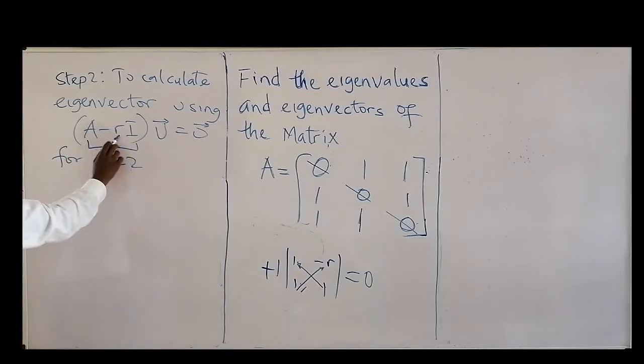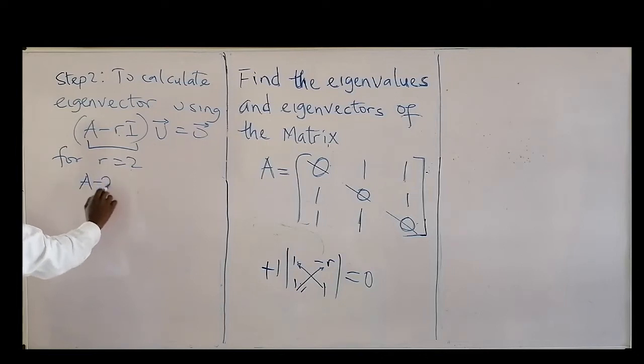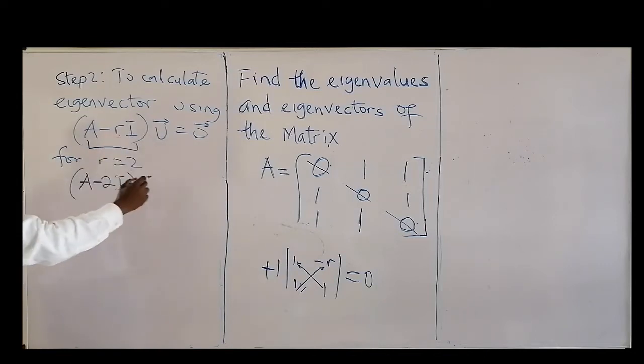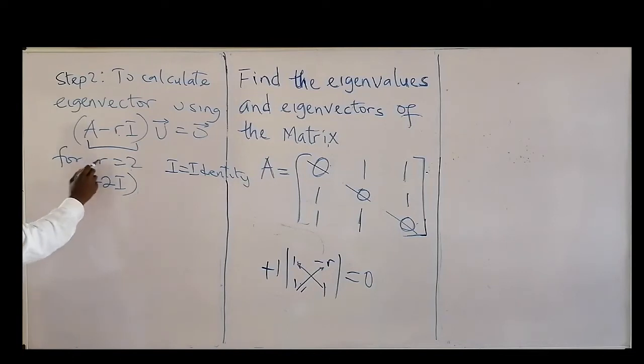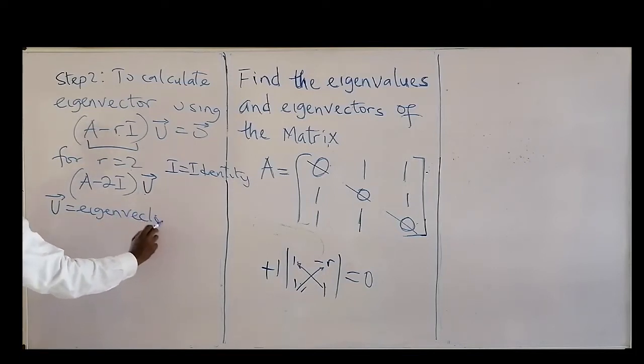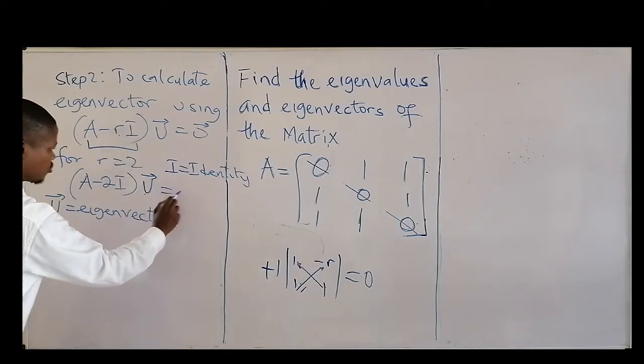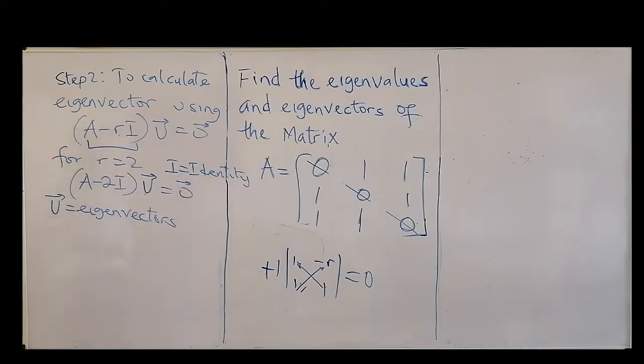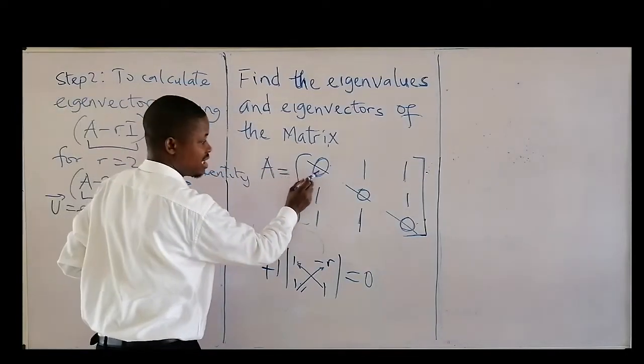Your r is 2, so that means we're having A minus 2I. Don't forget, I've said in the beginning of this lecture that I is your identity matrix, and your r is what? Eigenvalues. So it becomes this. Then this one is the eigenvectors, and that's what we are looking for, equal to 0.